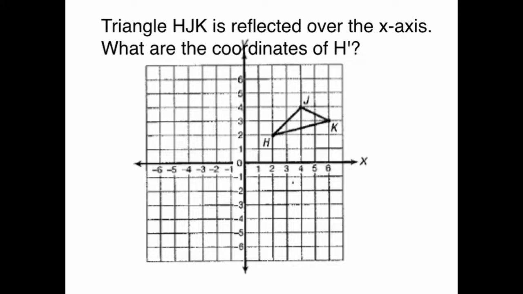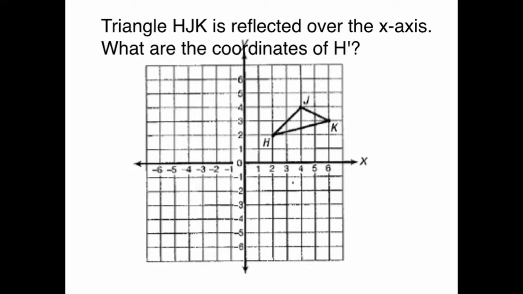If I want to reflect triangle HJK over the x-axis, what are my new coordinates of H prime? Well, if I'm going to reflect, I know that means I'm going to flip my shape, so the orientation is going to change.